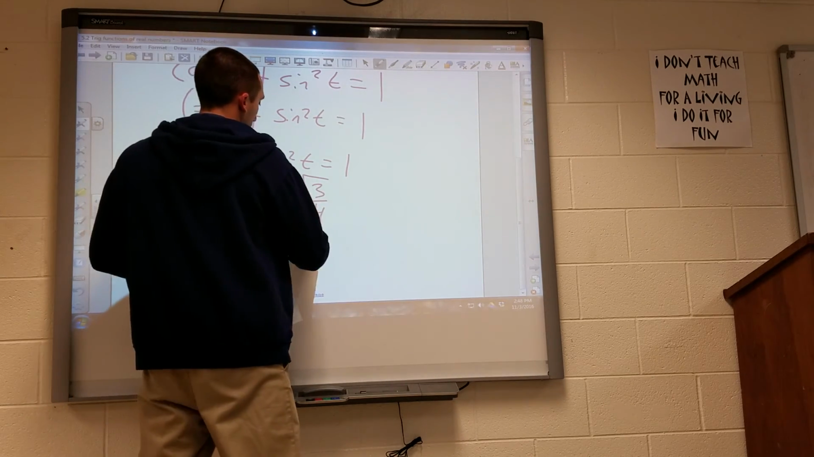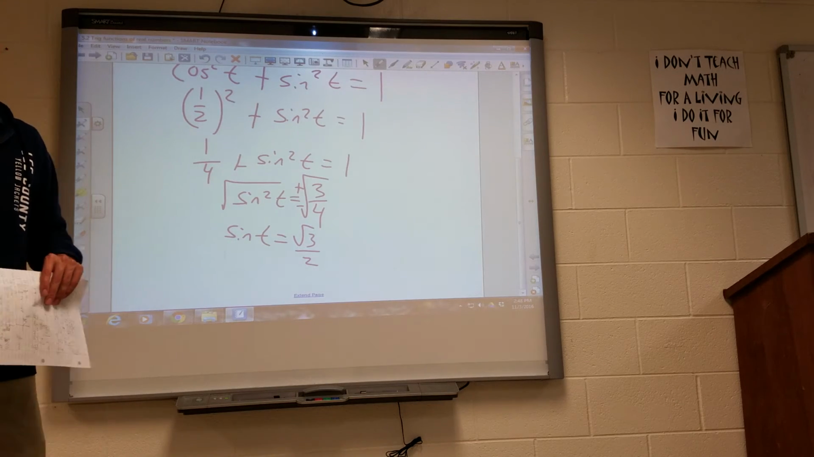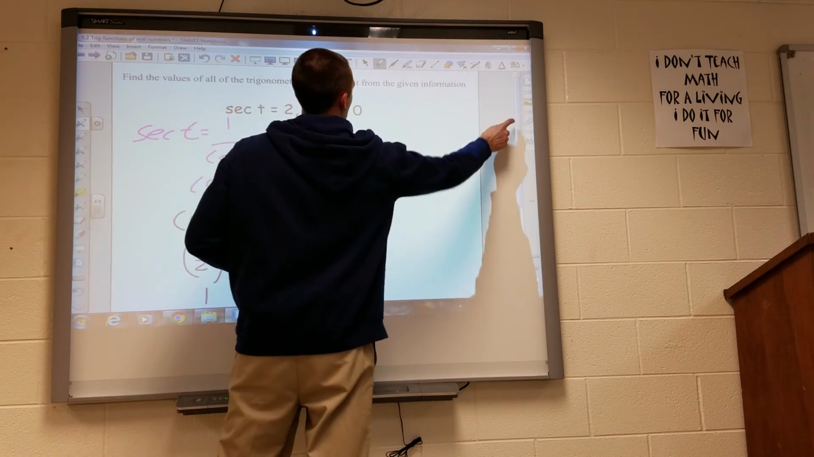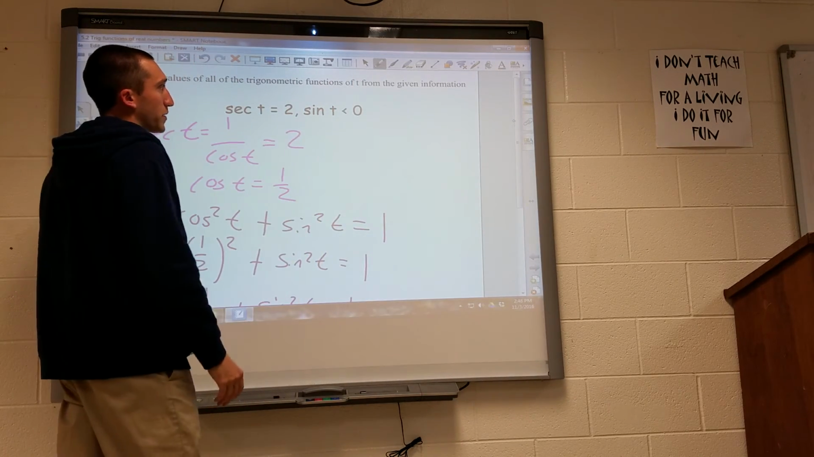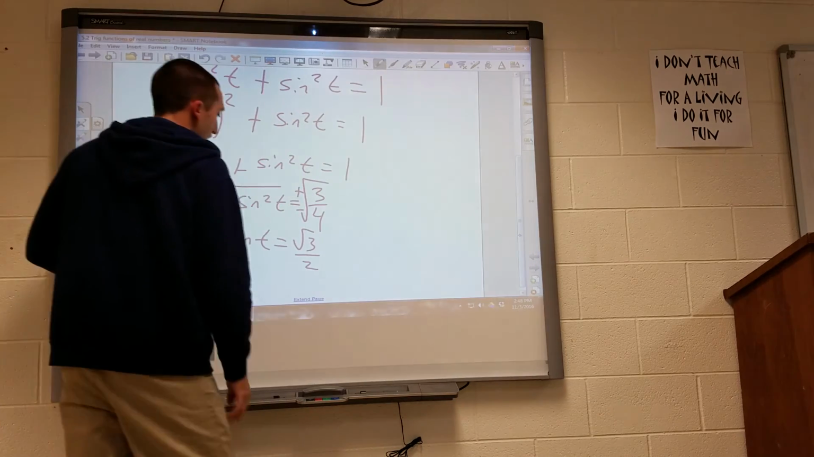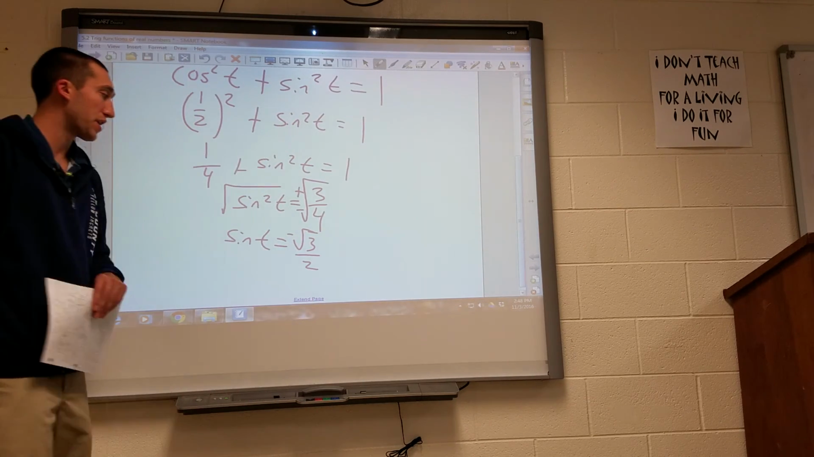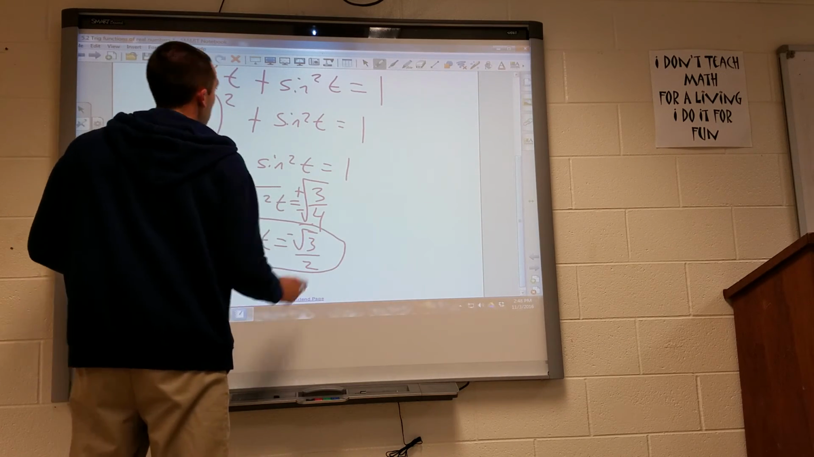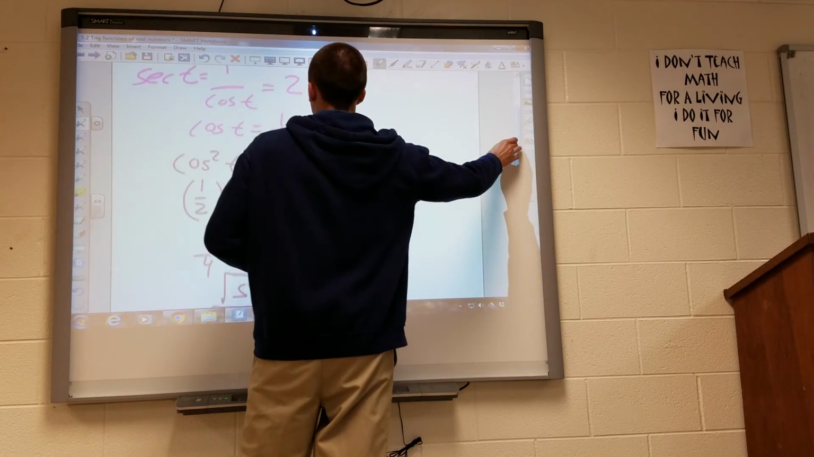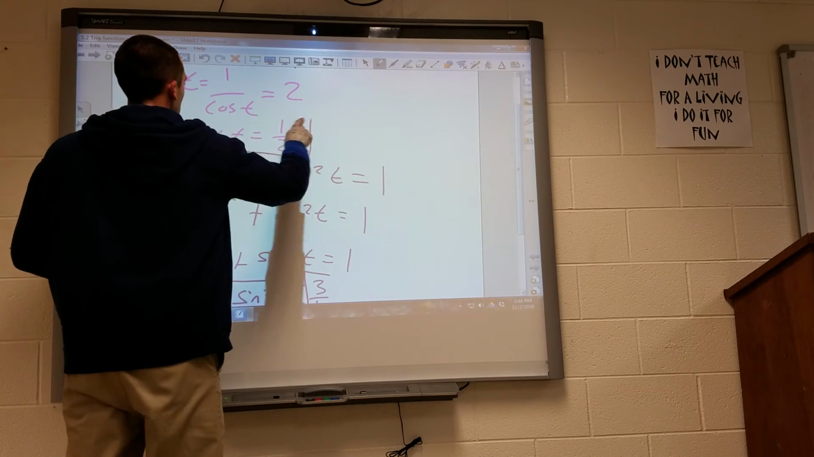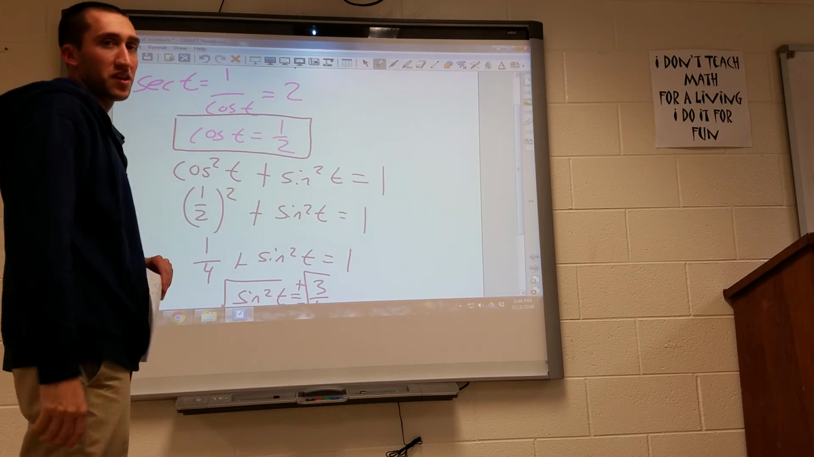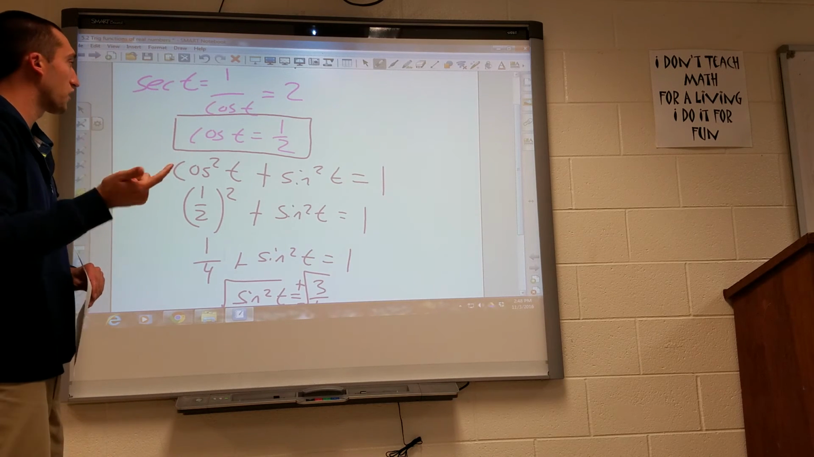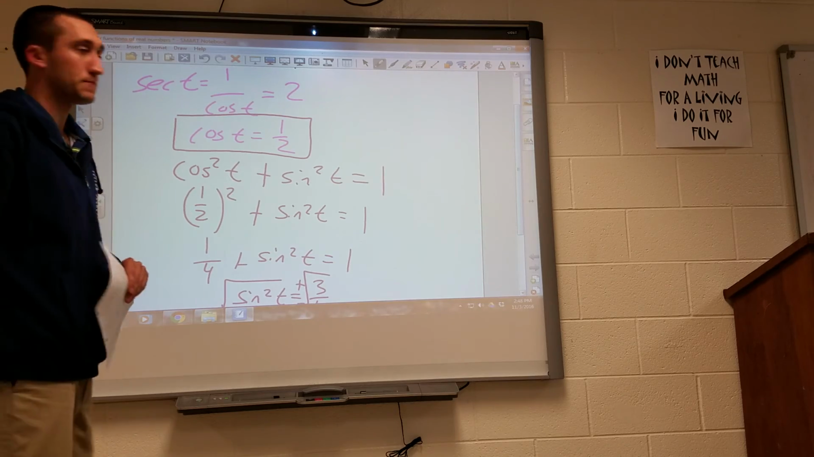However, remember when we take the square root, it's the plus or minus version, so we have to know which one we want, whether we want the plus or the minus. And since in the directions they told us sine was going to be less than 0, so sine is negative, I want the minus radical 3 over 2. So far I have the sine of t, I have the cosine of t, and I have the secant of t, which they gave me. I now need to find the tangent, the cotangent, and the cosecant.